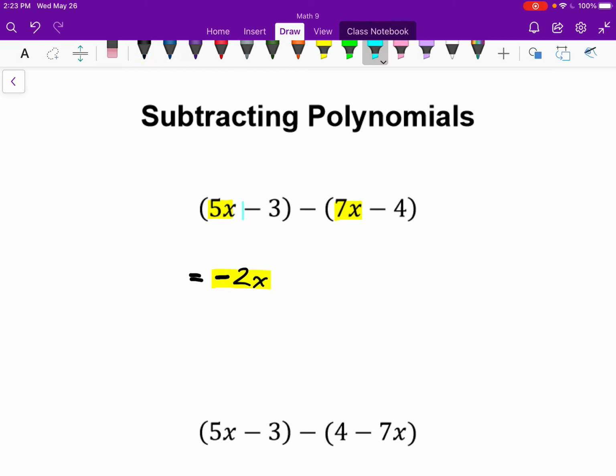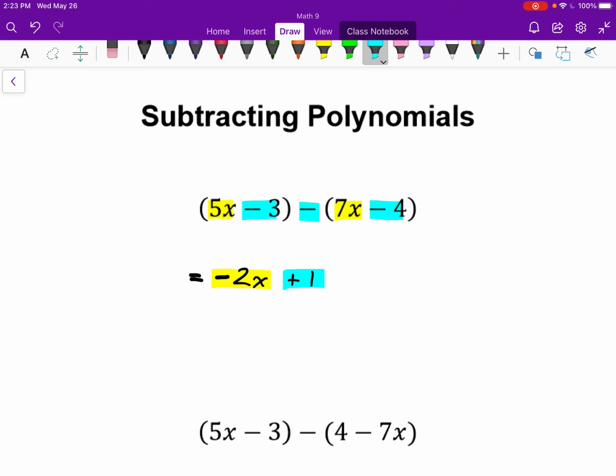Next, I have minus 3 here. Take away negative 4. A lot of negatives there. Negative 3 take away negative 4. Well, negative 3 take away negative 4 is the same. Anytime we subtract a negative, that's the same as just adding. So this is equivalent to thinking about negative 3 plus 4, which is positive 1. And so negative 3 minus negative 4 is positive 1.